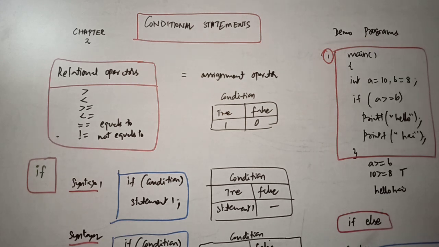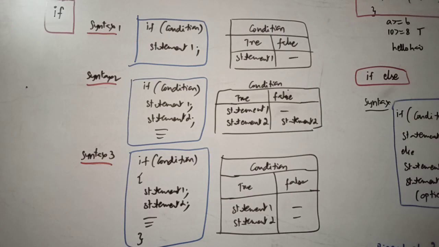Look at the first one, if. In this I have given syntax 1, syntax 2 and syntax 3 and so on. You won't find any of these types in textbooks. They give only one syntax. Look at syntax 1 carefully. If, within brackets, condition. In textbooks you find something like test expression. Both are the same. Statement 1 semicolon. Look at if condition, no semicolon over there.